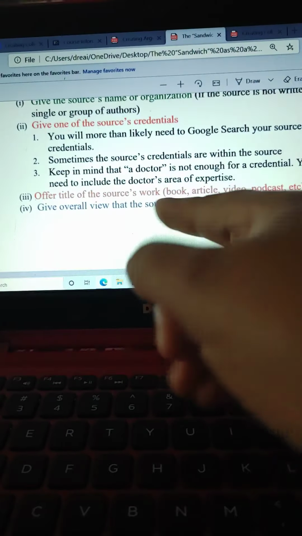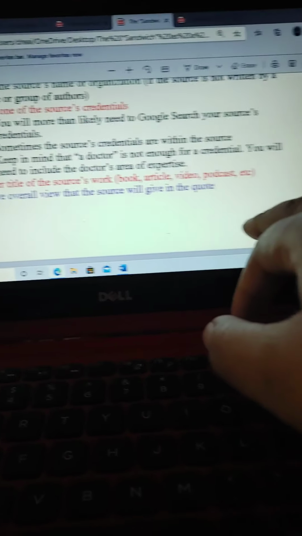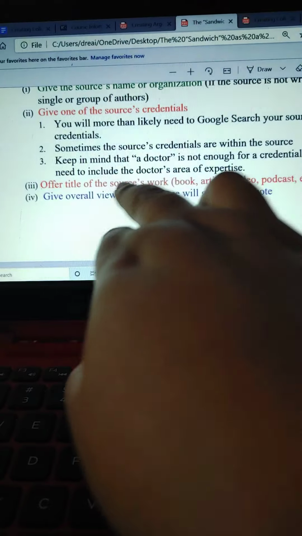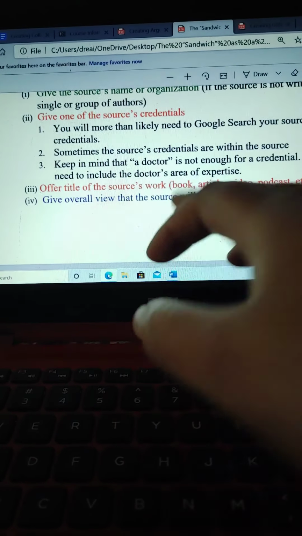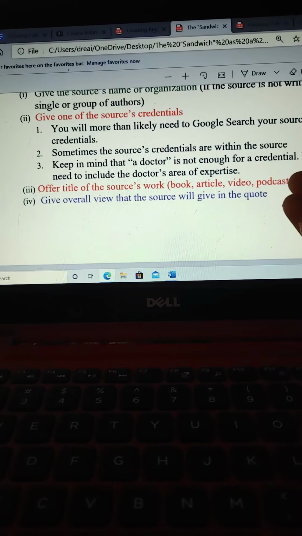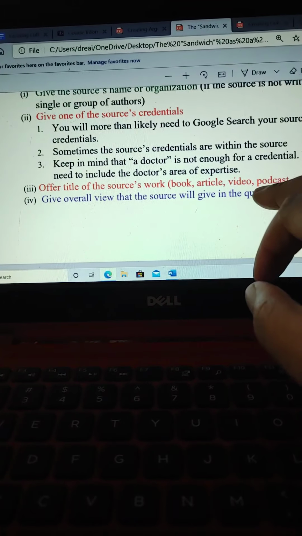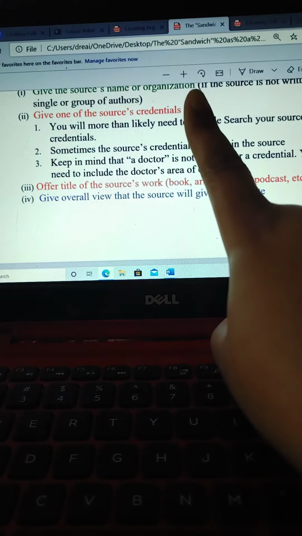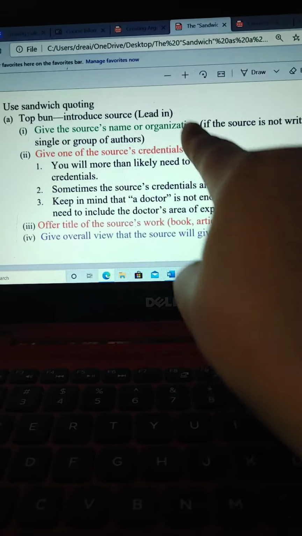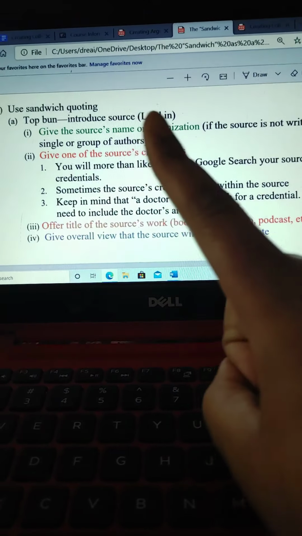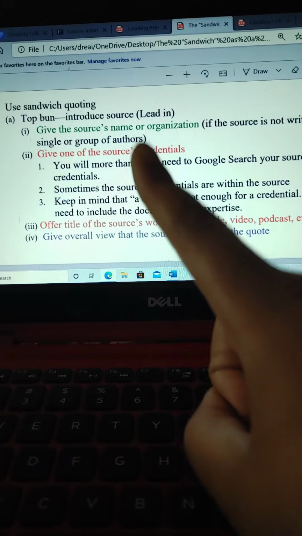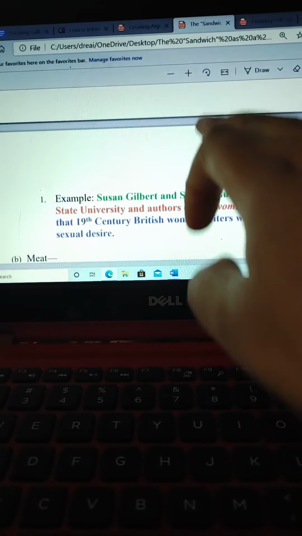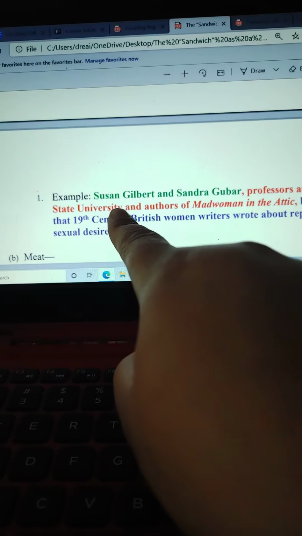So your source may be an article, maybe a book, maybe a video, podcast, whatever. You're going to give the title and then give an overall view of what that source or that quote is going to tell me. Now this is all getting me ready for going into the quote. So all of this stuff here goes into sentence number 1 of my sandwich. Okay, so I have an example here of how that can look.